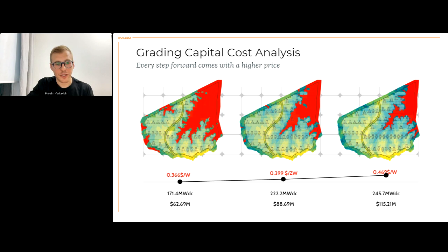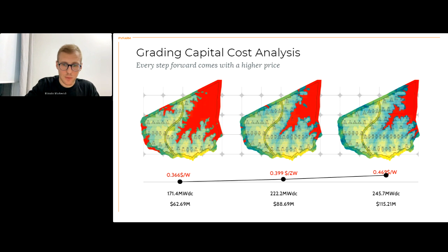This is a nice illustration to use when designers and EPC contractors talk to clients, because if you need 222 megawatts DC, are you happy to pay this price per watt, right? If you need to squeeze in more, the price goes up, which makes it more expensive. So this is gradient capital cost analysis, and the way it works is you run your layout within a specific area, you get your cost for trackers, dirt, and steel, and then you see whether it makes sense to go further, and whether it supports your financial assumptions.